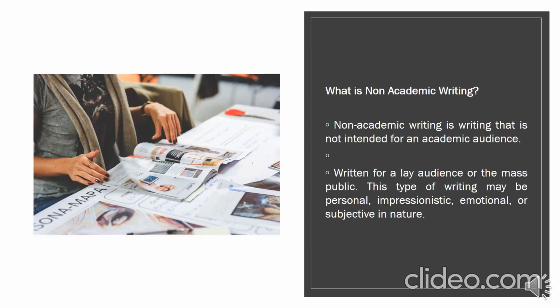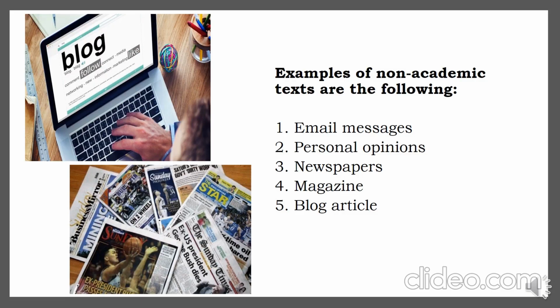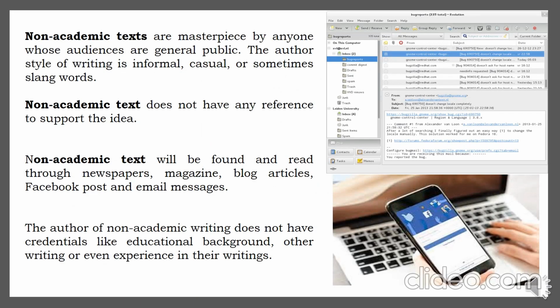How about non-academic writing? This is writing that is not intended for an academic audience. So it is written for a lay audience or the mass public. And this type of writing may be personal, impressionistic, emotional, or subjective in nature. Specifically, examples of non-academic texts are email messages, personal opinions, newspapers, magazines, and blog articles. In describing a non-academic text, the audience is the general public.